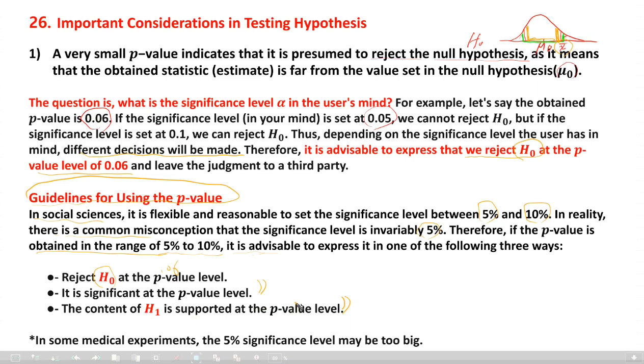Same wording. In some medical experiments, medical school, the 5% significance level may be too big. The significance level should be 0.01 or sometimes 0.001, something like this. So please do not fix your significance level at 5%. It is not truth. Okay?